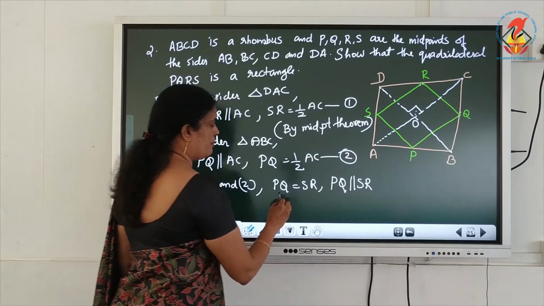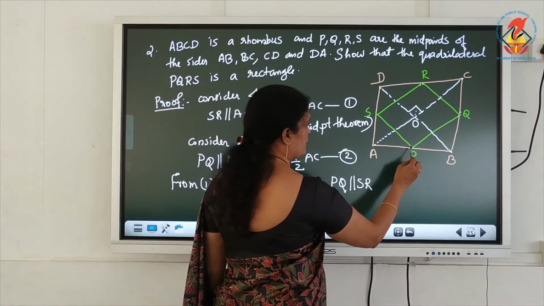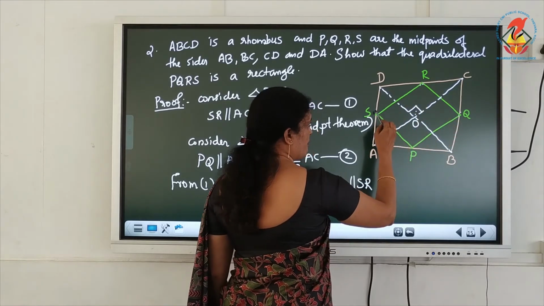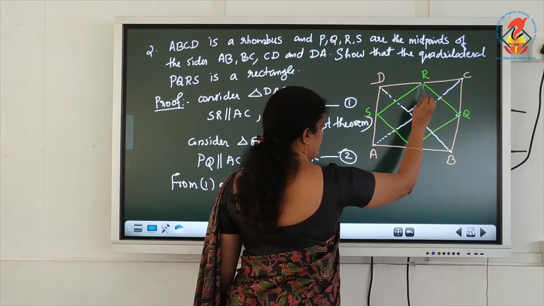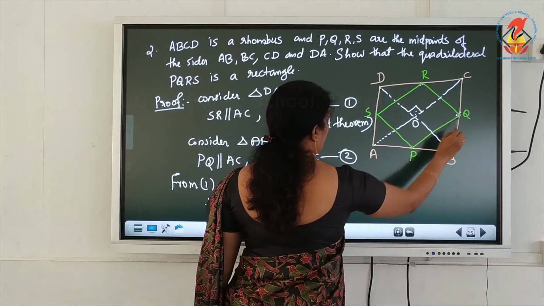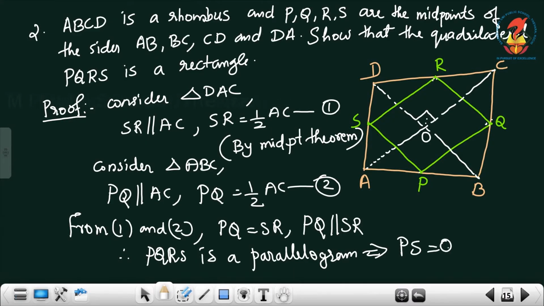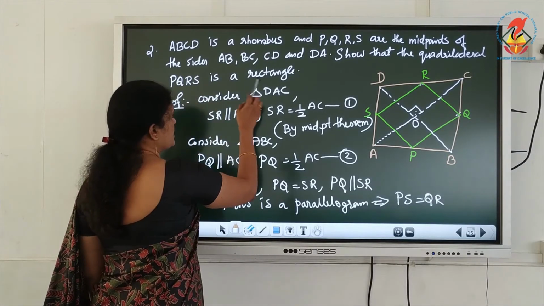If one pair of opposite sides are parallel and equal, definitely that quadrilateral is a parallelogram. That means PQRS is a parallelogram. Therefore, PQRS is a parallelogram. This implies PQ equal to SR, definitely PS equal to QR. Here we need to prove that PQRS is a rectangle.